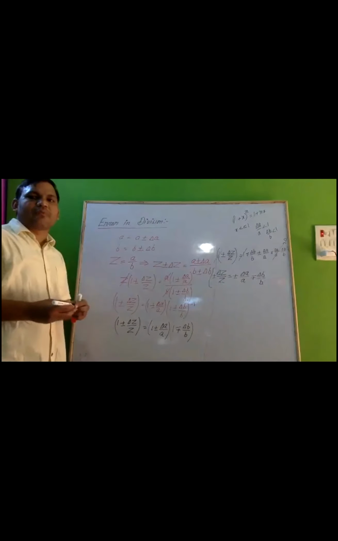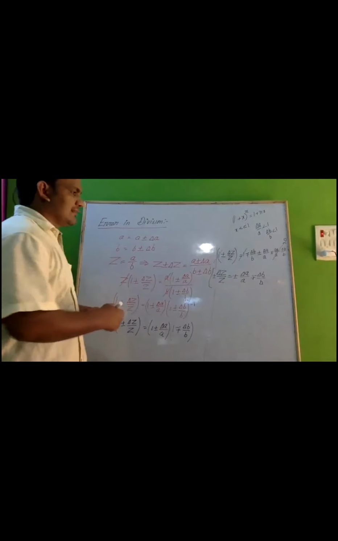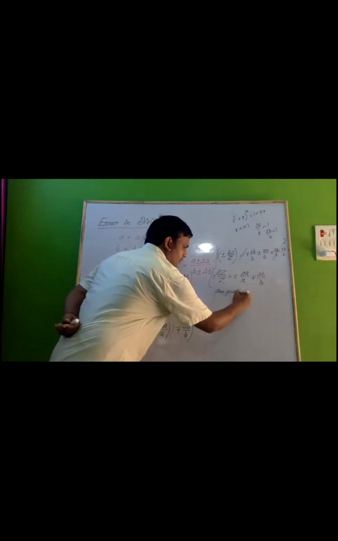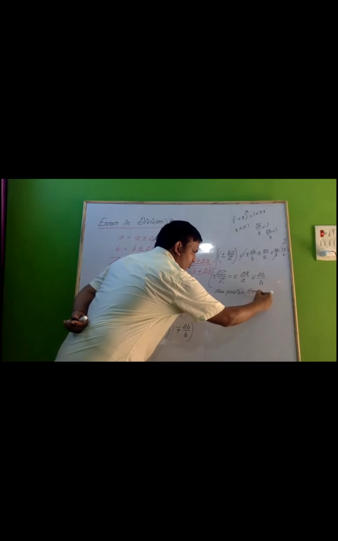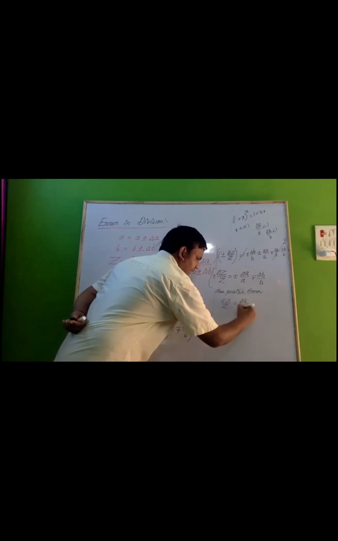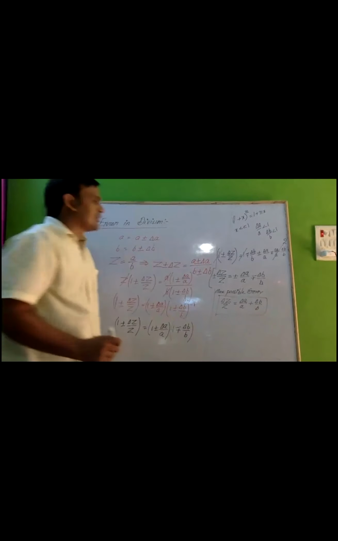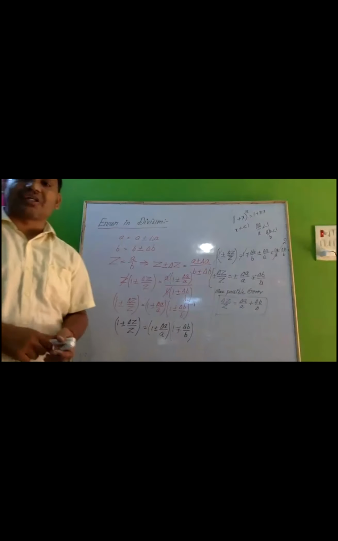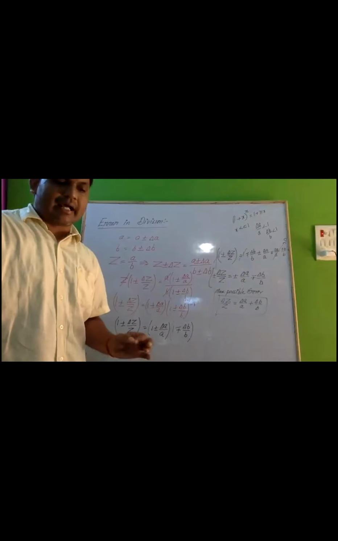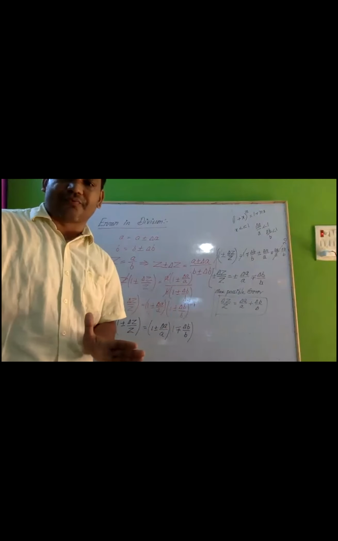But if you are talking about the maximum possible error, then for the max possible error, delta Z by Z is equal to delta A by A plus delta B by B. Okay, so this is basically the derivation. Derivation of what? Derivation of error in division. Is it clear? I hope it is clear to all of you.